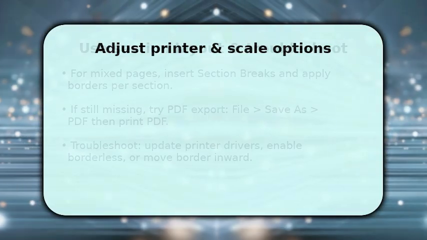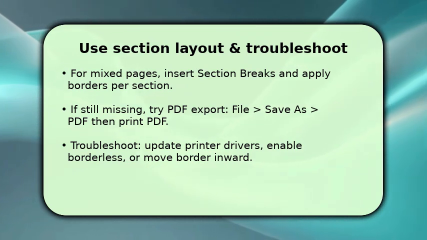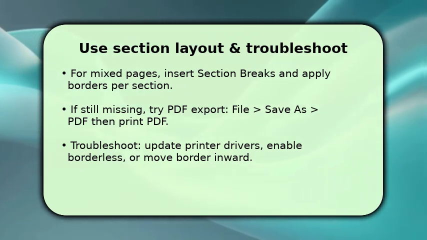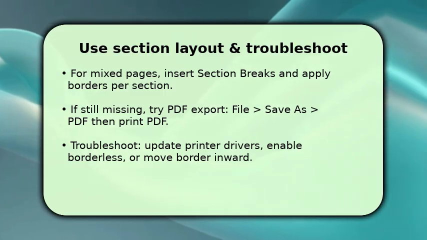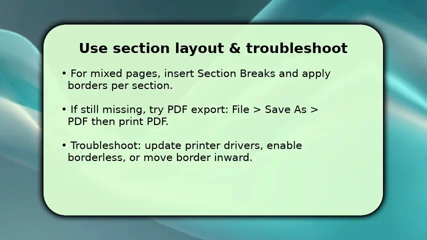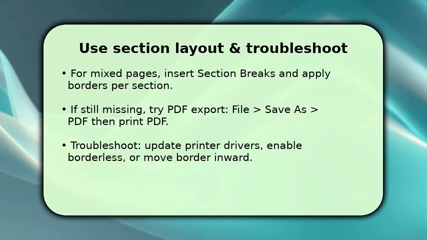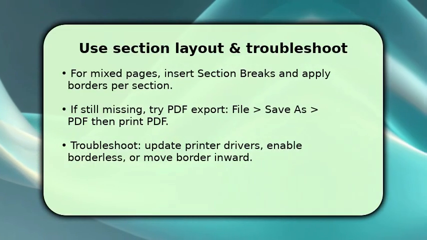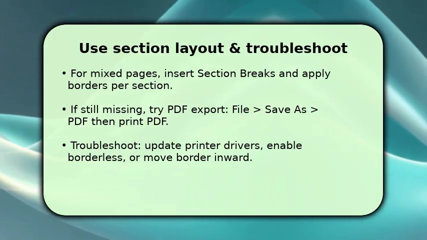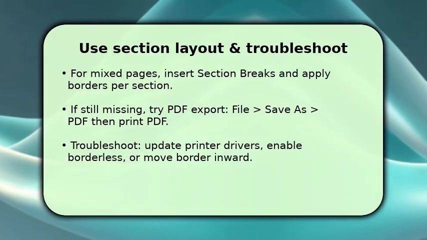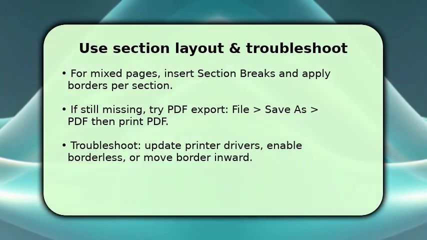To finish, you ensure borders persist across sections, and if needed, apply workarounds. Insert section breaks where layout changes and set page borders per section so each area prints as intended. If Word still clips edges, save the document as a PDF and print the PDF. Printers sometimes honor PDFs more accurately. Make sure drivers are up to date. Enable borderless printing if appropriate, or reduce border width and move the border slightly inward so it falls inside the printer's printable area.